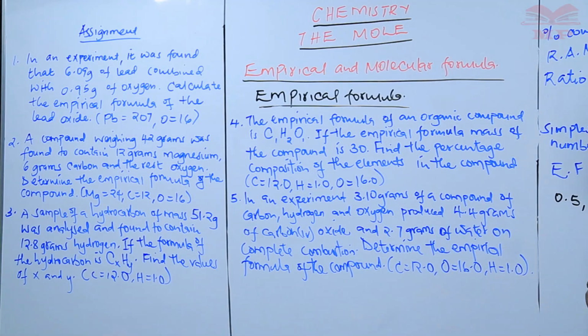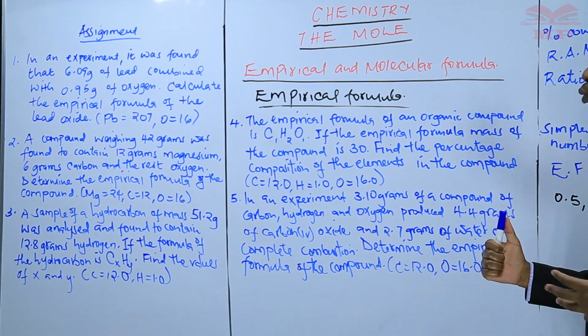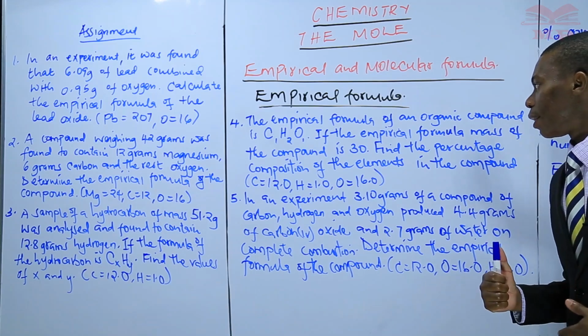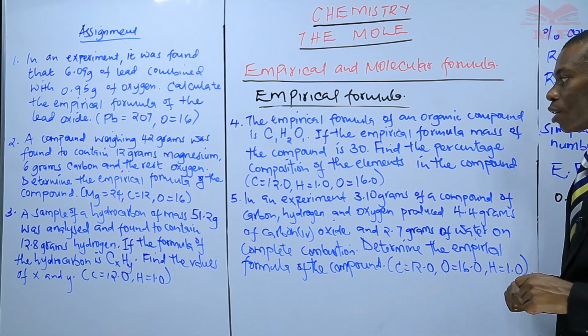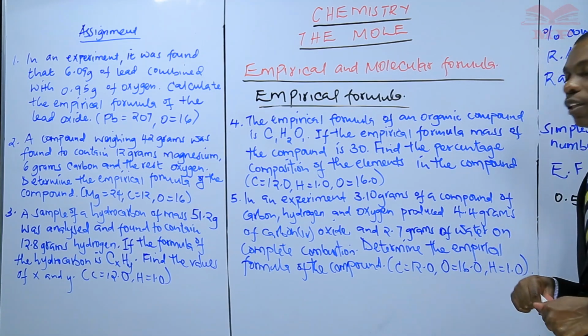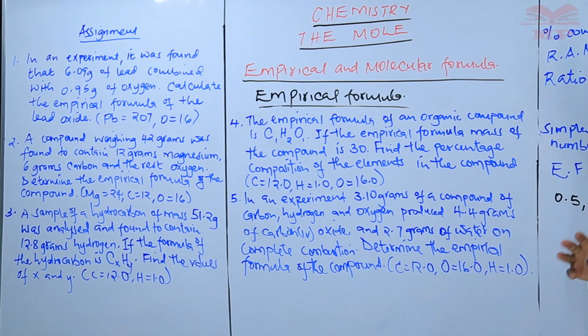Question number 4. The empirical formula of an organic compound is C1H2O1. If the empirical formula mass of the compound is 30, then find the percentage composition of the elements in the compound. The RAM of carbon is 12.0, hydrogen is 1.0, and oxygen 16.0.